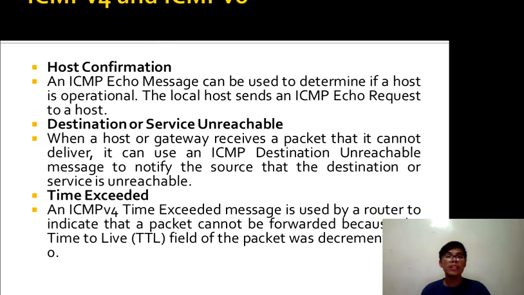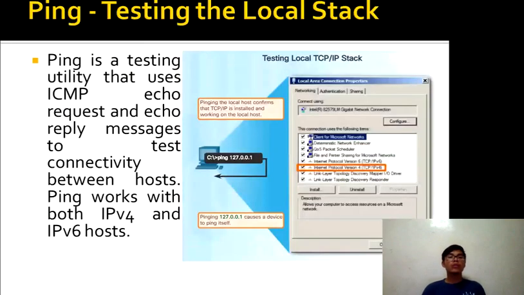ICMPv4 and ICMPv6. An ICMP echo message can be used to determine if a host is operational. Destination or service unreachable: when a host or gateway receives a packet that it cannot deliver, it can send an ICMP destination unreachable message. Time exceeded: the ICMPv4 time exceeded message is used by a router to indicate the packet cannot be forwarded because the time to live field expired.